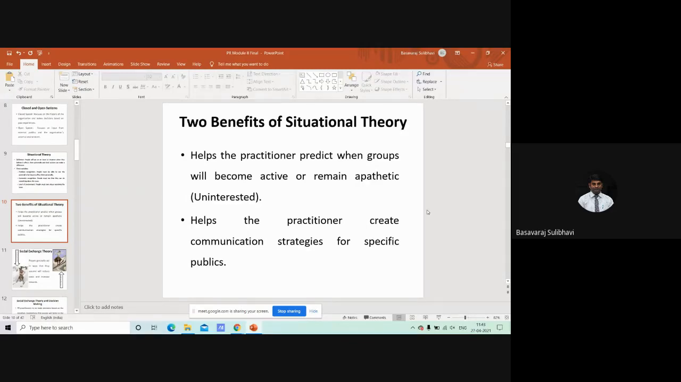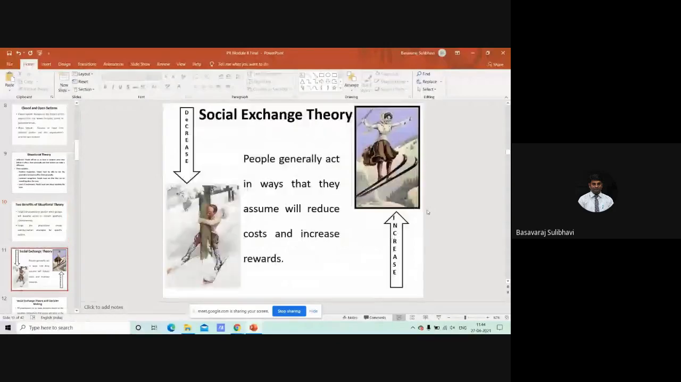The second is that it helps the practitioner to create a common strategy for a specific public. If those people come to know when groups are active and when groups are apathetic or uninterested, it is very convenient for any strategist or any PR practitioner, where they can create a common strategy for any specific public or group of people. So we have second, social exchange theory.